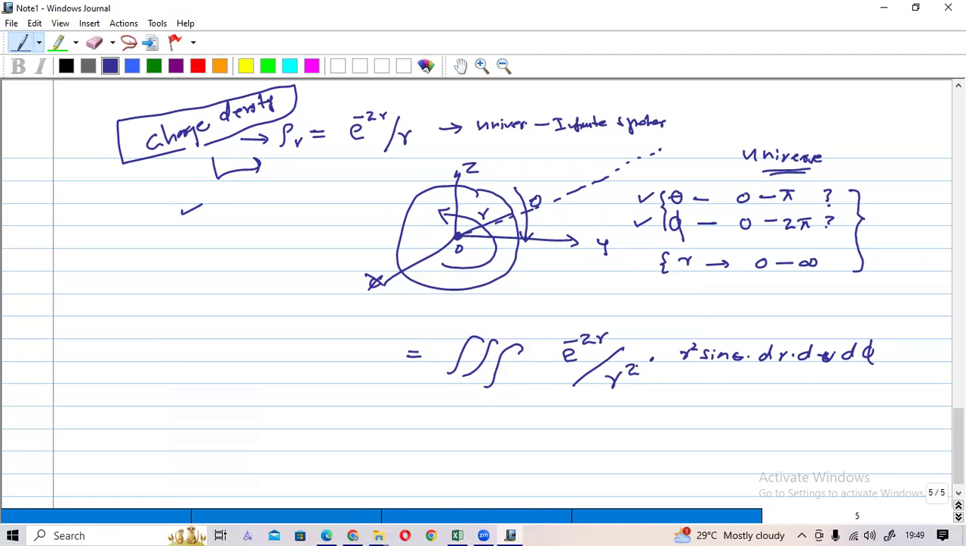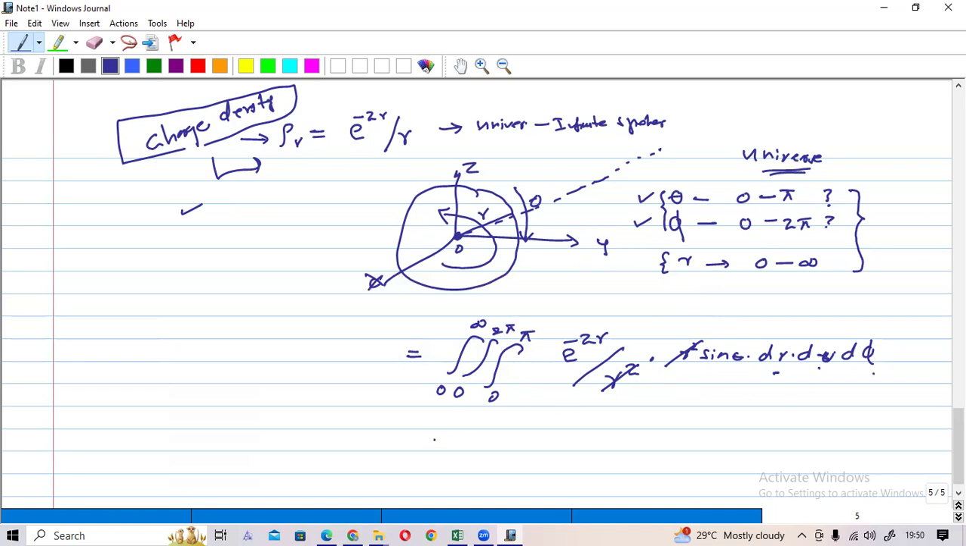Now r squared cancels. Now you need to put limits. For r, the limit will be 0 to infinity. For phi, the limit will be 0 to 2 pi. For theta, the limit will be 0 to pi. Now, first we consider this with respect to dr. You can see that only r is here. There is no d theta and d phi.